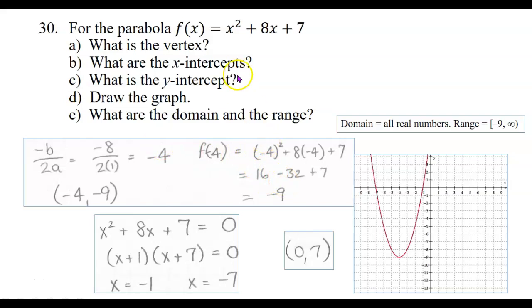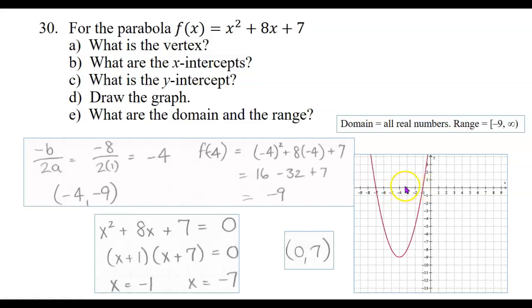And then it's going to open upward from there. That's going to be the lowest point on the parabola at negative 4, negative 9, and then it opens upward from there. Upward because it starts with a positive x squared. To find where the x-intercepts are, we would take x squared plus 8x plus 7, set it equal to 0, and solve for x. So it turns out that the x's are negative 1 and negative 7.